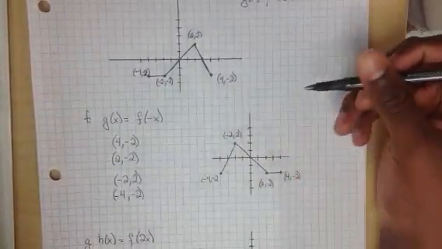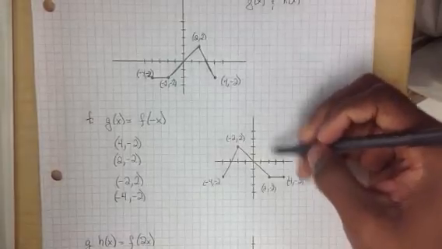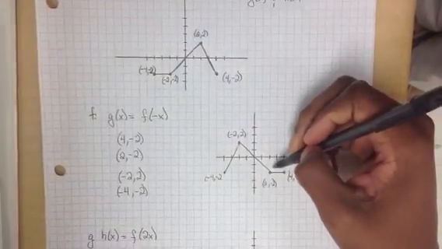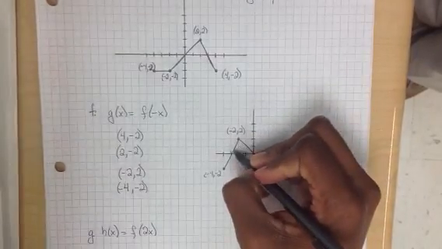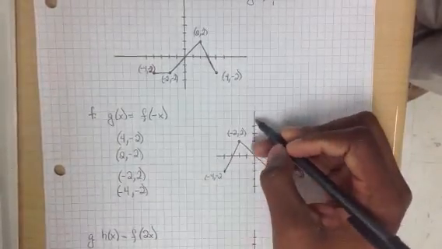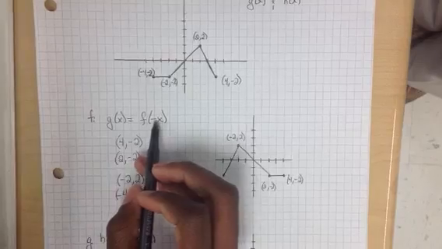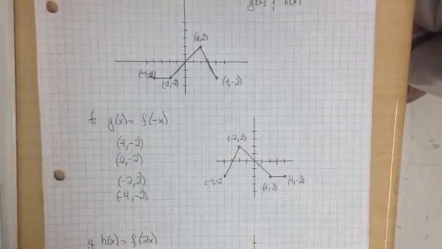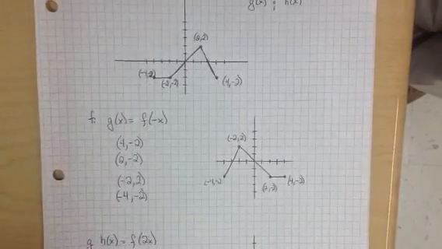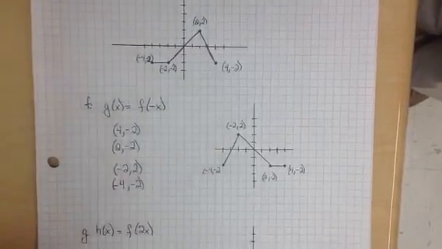And that's your answer. Realize that from the original graph, all it did was a reflection about the y-axis, because this value is negative x. That's another easy way to remember this. Alright, on to problem G, 12G.